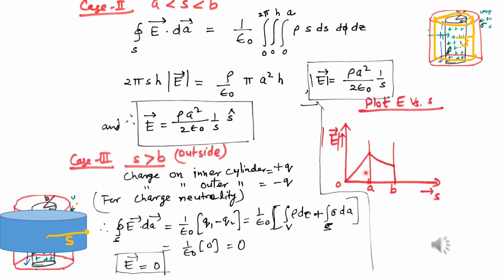In the last slide we have seen E is directly proportional to s, so it will go linear up to a. Between a and b it varies like E equals 1 upon s, so it is decreasing, and above b it is 0. Outside of this cylinder the electric field is 0, so this will go like this for above b. So this is the plot of E versus s in the case of the coaxial cable.